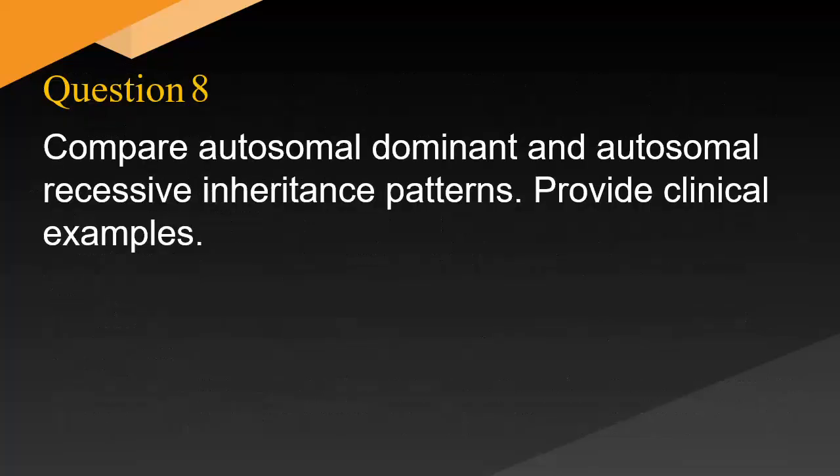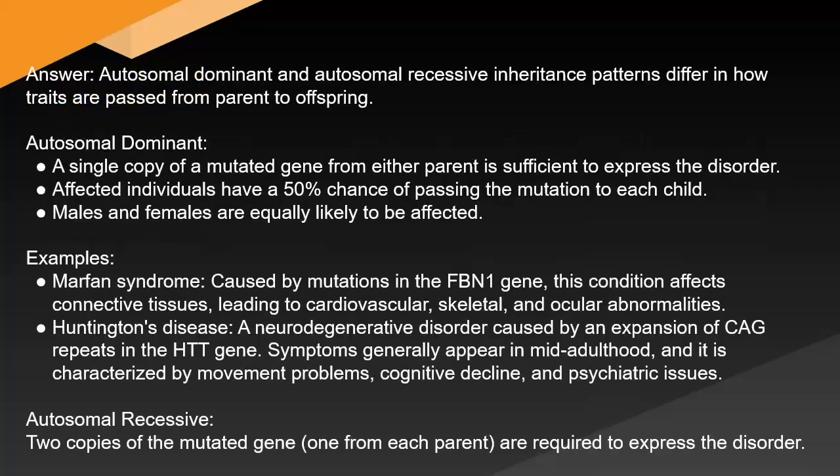Compare autosomal dominant and autosomal recessive inheritance patterns. Provide clinical examples. Answer: Autosomal dominant and autosomal recessive inheritance patterns differ in how traits are passed from parent to offspring. Autosomal dominant: a single copy of a mutated gene from either parent is sufficient to express the disorder. Affected individuals have a 50% chance of passing the mutation to each child. Males and females are equally likely to be affected.